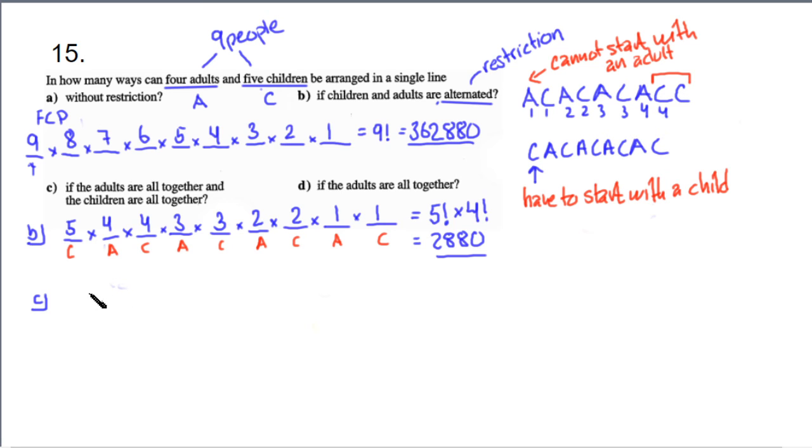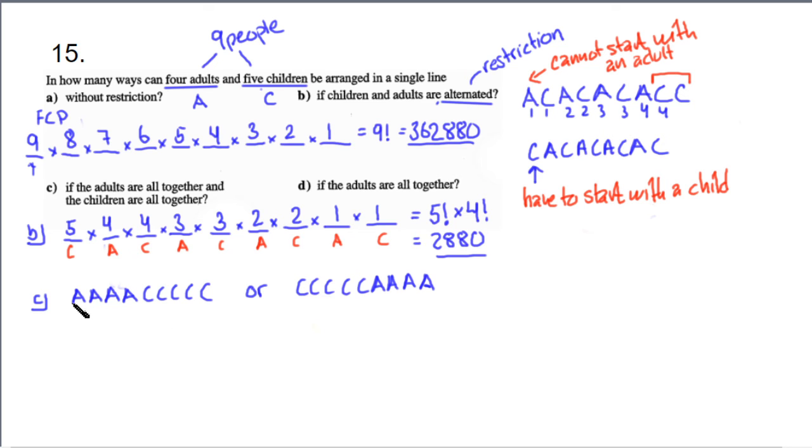All of the adults have to be together. So we can start with adult, adult, so 4 adults like that, and then we have the 5 children. So that is one scenario. Or another scenario would be we start with the children, and then we have the adults, 1, 2, 3, 4. Now these are the only 2 scenarios.